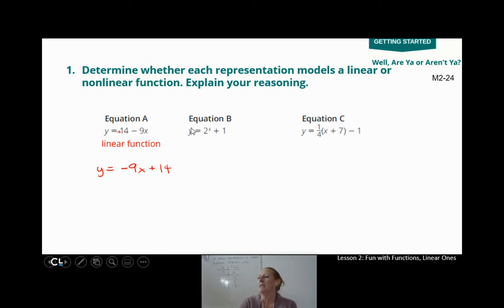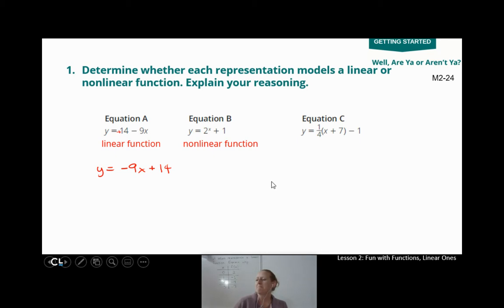I'm looking at equation B, y equals 2 to the x power plus 1. Wait a minute. There's an exponent. The moment I see an exponent, especially an x in the exponent, whoo, that is not a linear function. In fact, I think that's an exponential one, isn't it? Yeah.